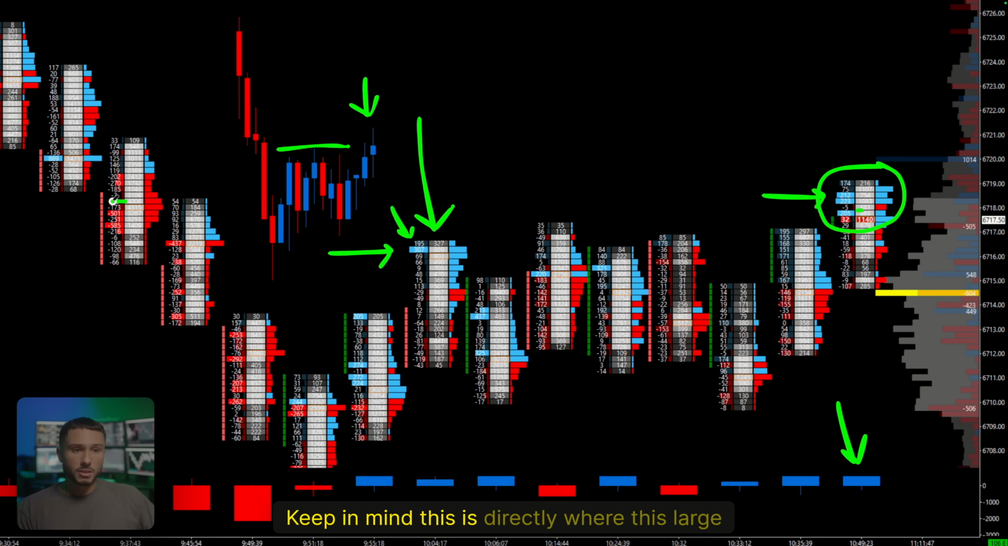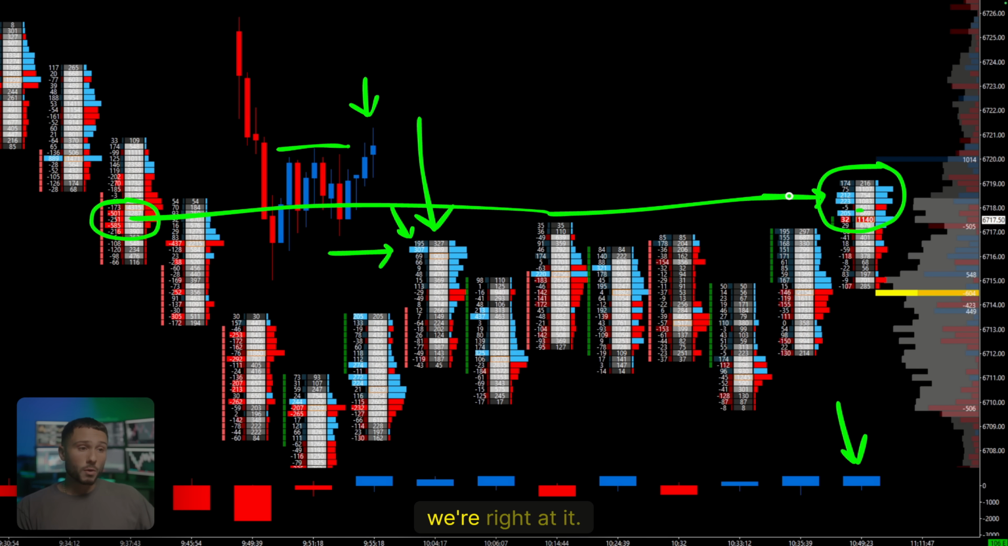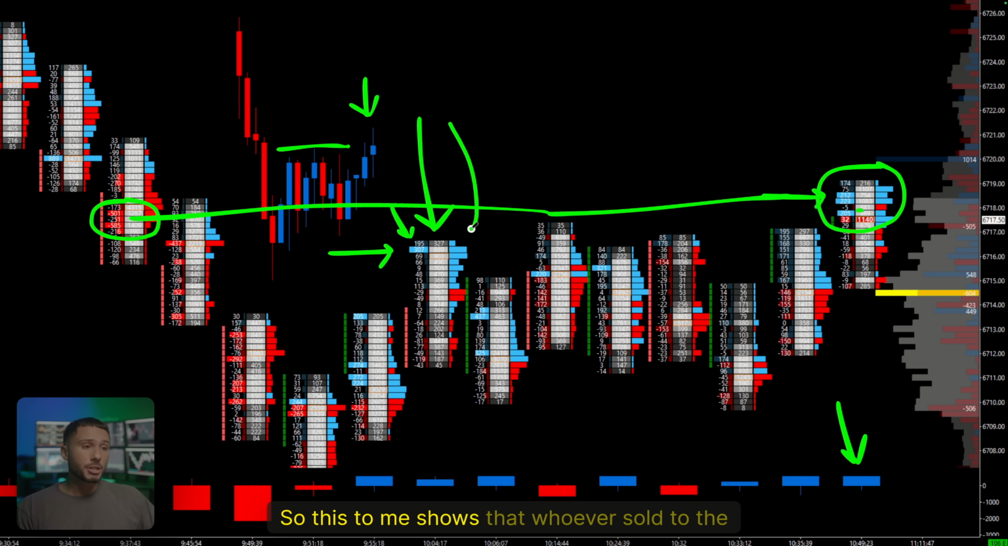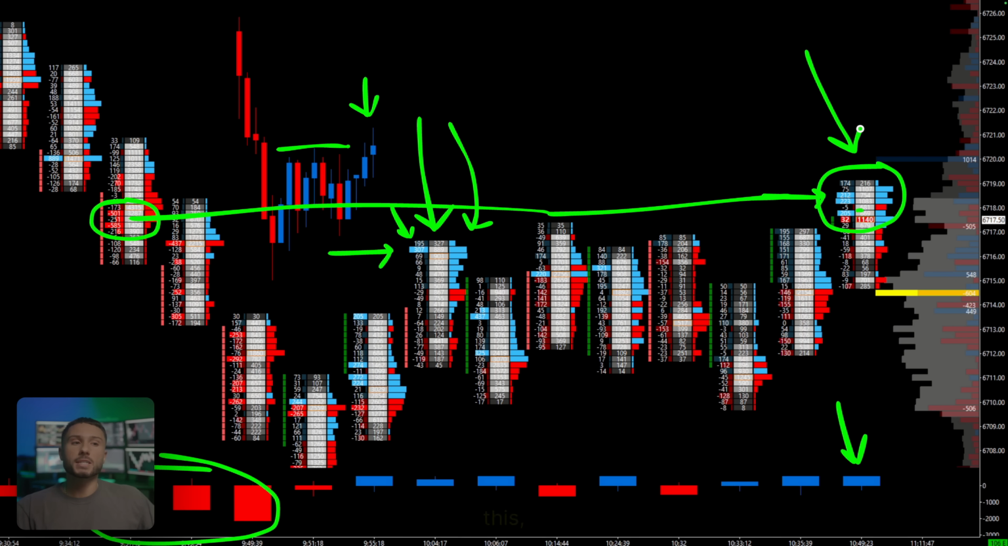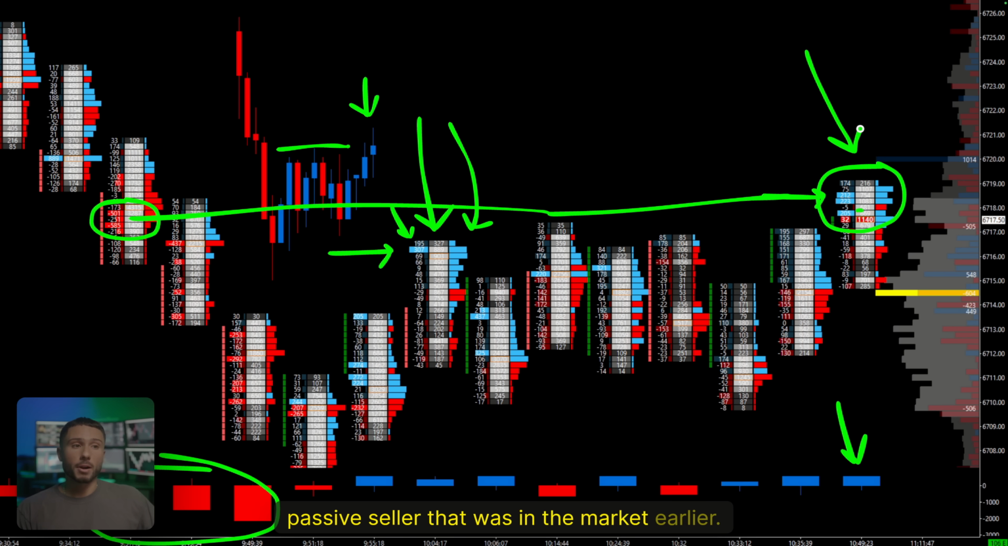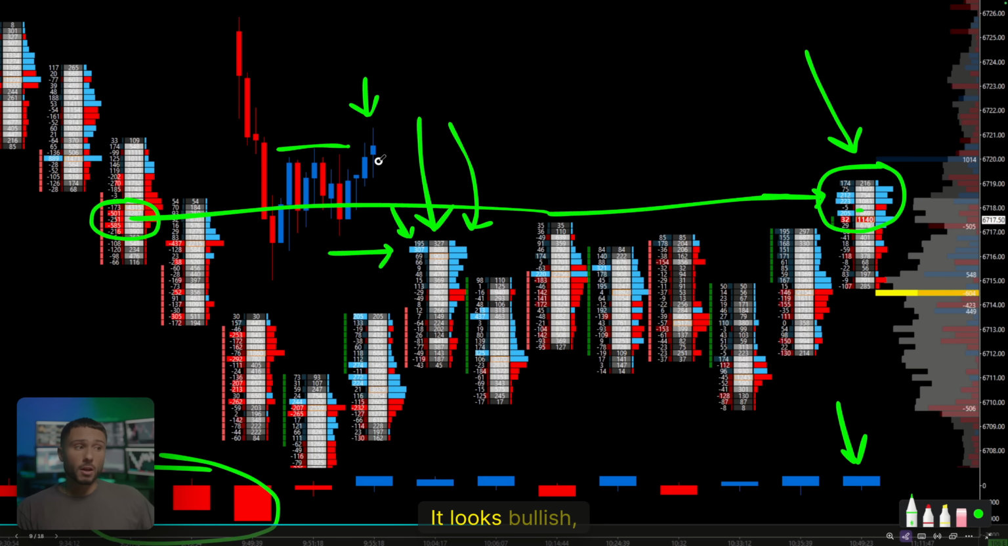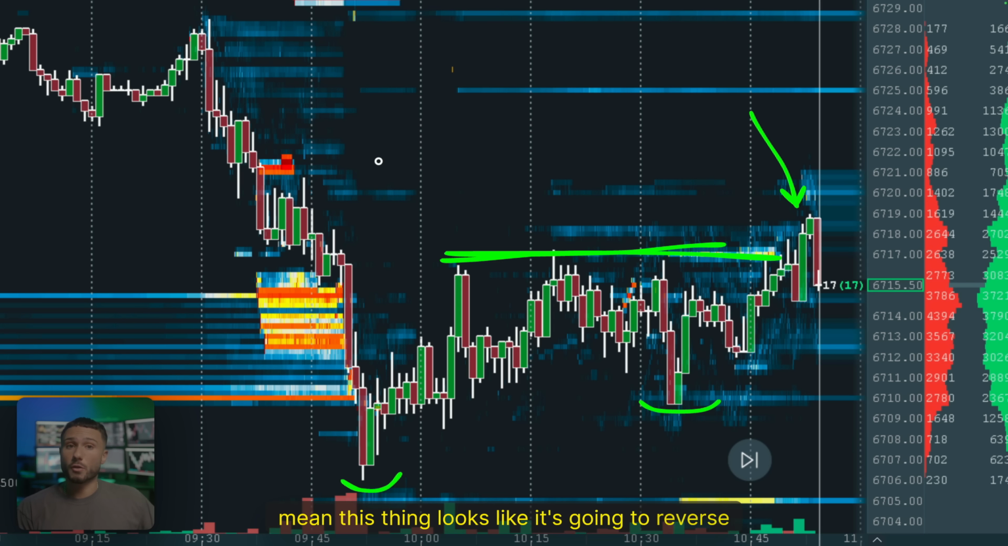Keep in mind, this is directly where this large selling volume was. If I extend the line this way, we're right at it. So this to me shows that whoever sold to the market earlier is now resisting the market and absorbing all of the buying volume stepping into the market. And this is weak buying volume being absorbed by this passive seller that was in the market earlier. On this candlestick chart, it looks bullish, right? This thing looks like it's going to reverse and break out.